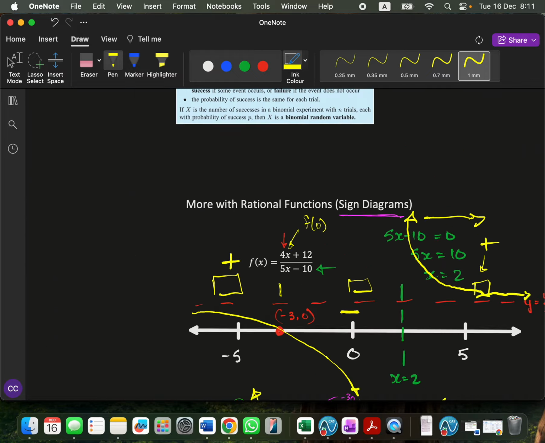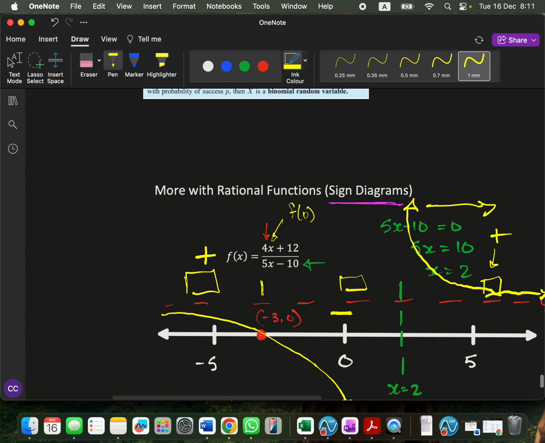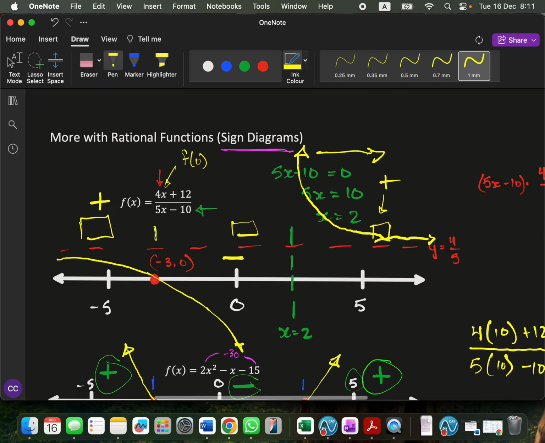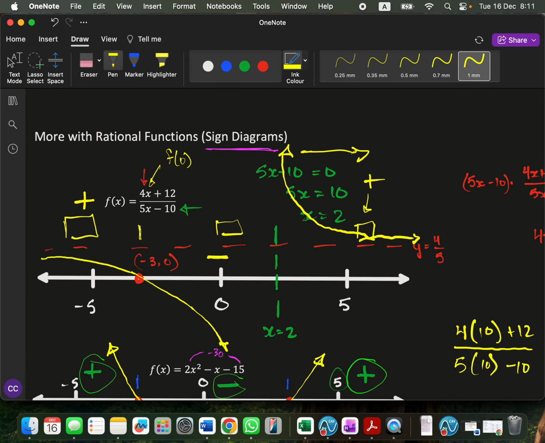So I know this is a little bit messy, but I think you can see from this and looking at my notes how we can apply this, creating our sign diagrams. I really hope that's helpful.